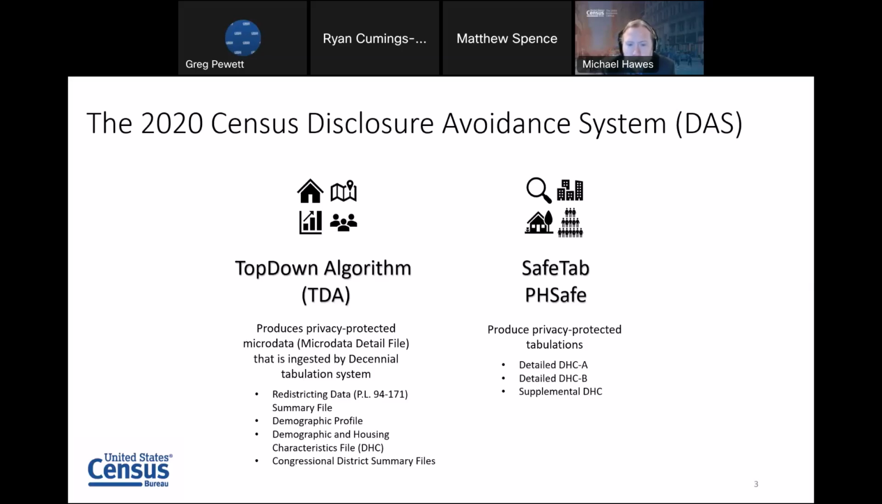The top-down algorithm essentially takes the confidential census data as its input, and it outputs privacy-protected microdata that can then feed into our traditional tabulation systems to produce the tables that our data users rely upon.